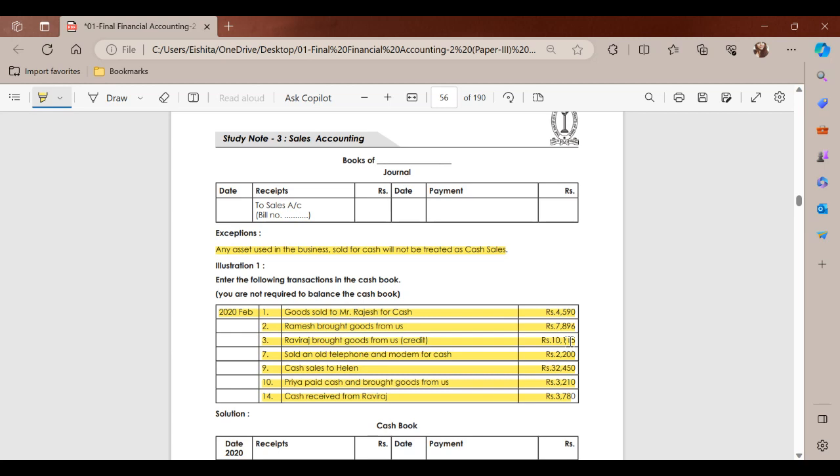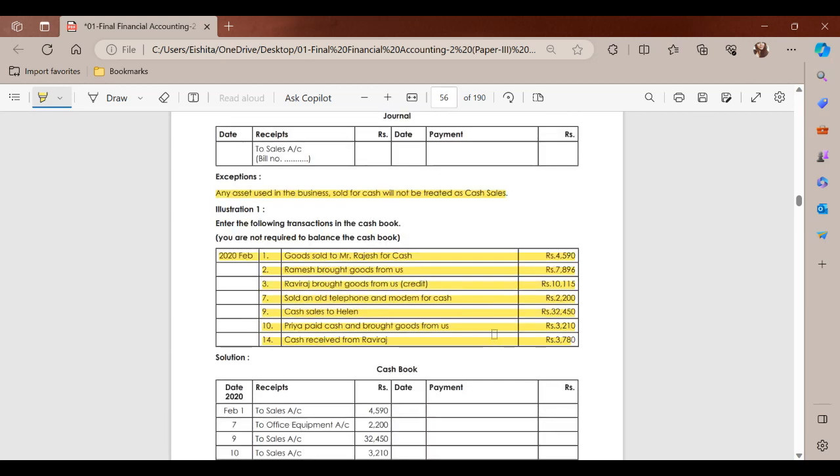Okay. So goods sold to Mr. Rajesh for cash. Got this? Yes or no? Answer is yes. 4590. Second, Ramesh bought goods from us. 7896. This is a sale entry. You will not record it in the cash book. Raviraj bought goods from us on credit. It is not a cash book entry. Do not record this. Sold an old telephone and modem for cash.